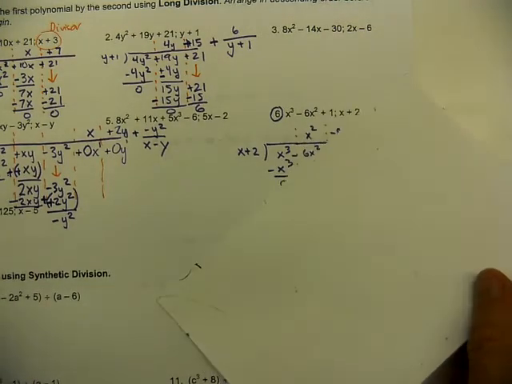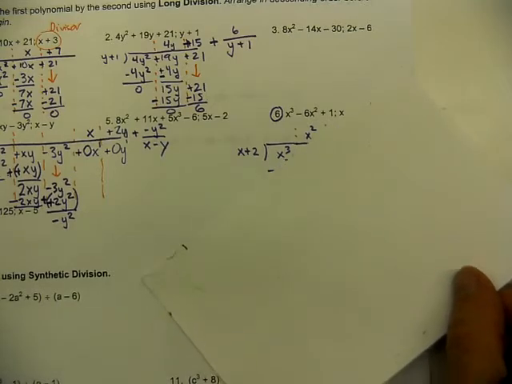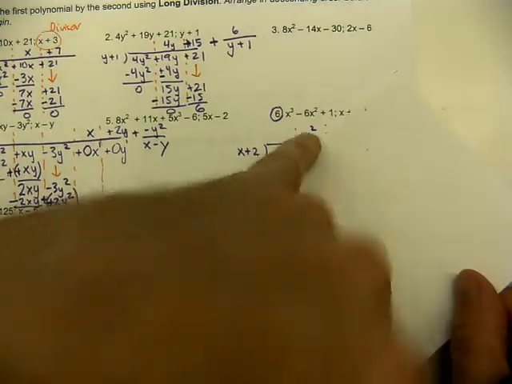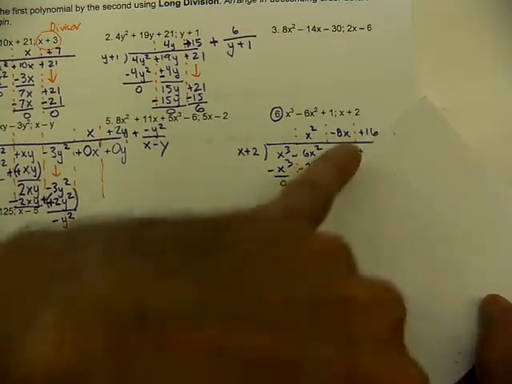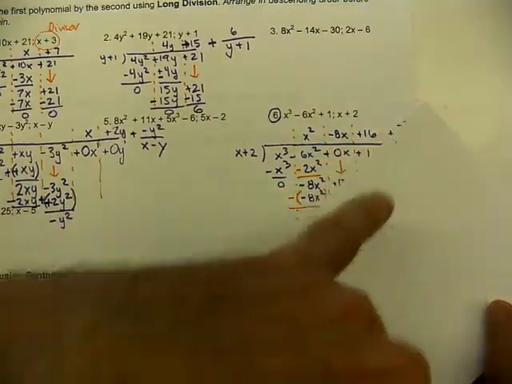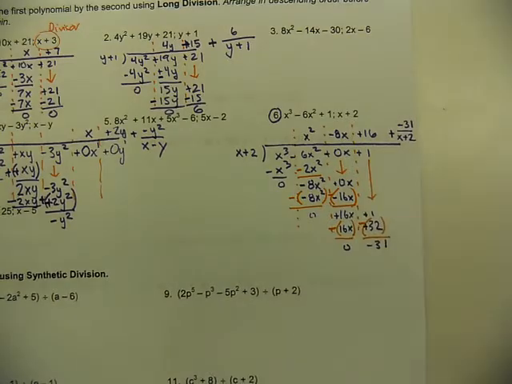All right, so here's the answer. Are you ready? I'm going to reveal it. Here it is. You should have that x squared on your first term, negative 8x on the second, positive 16, and then finally your remainder is that minus 31. So there's all of the work you can take a look at.